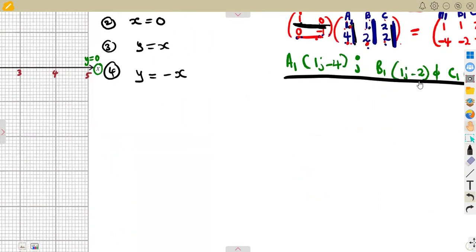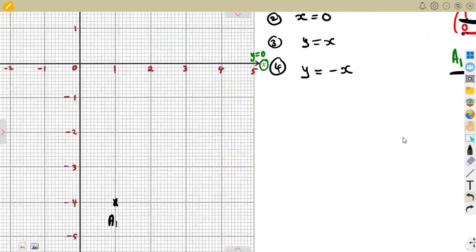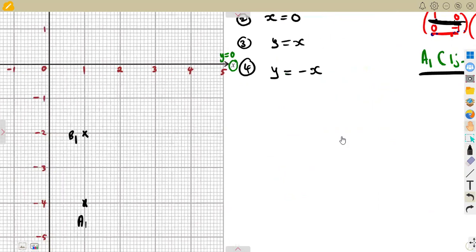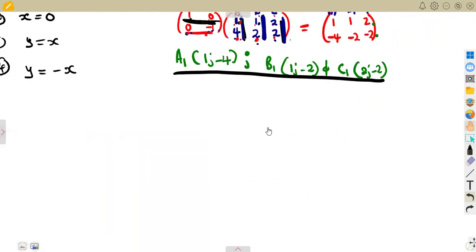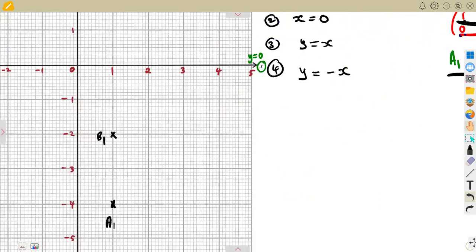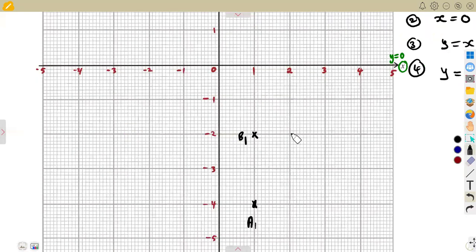B1 is 1 minus 2. So that's our B1, which is 1 minus 2. C1, which is 2 minus 2. That's our C1. So this is what you are going to have at the end.